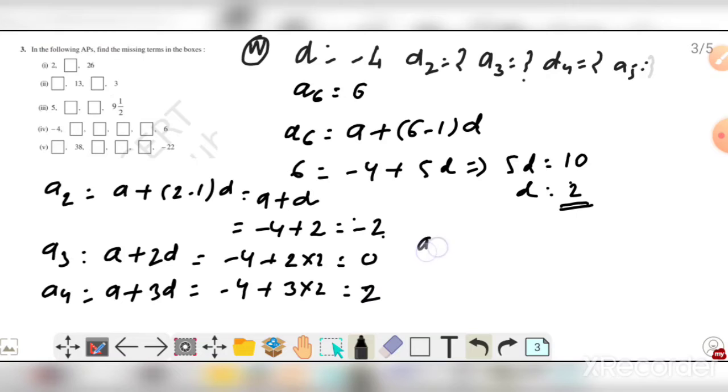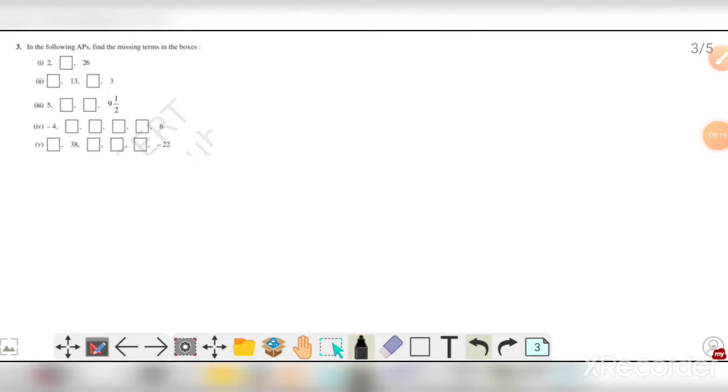And similarly A5 is equal to A plus 5 minus 1, 4D. A is given -4 plus 4 into 2. That will be 4. So value of second, third, fourth and fifth term is here. Understanding? In next video we'll do question number 5th. This is the last part of this question. I will do question number 5th.